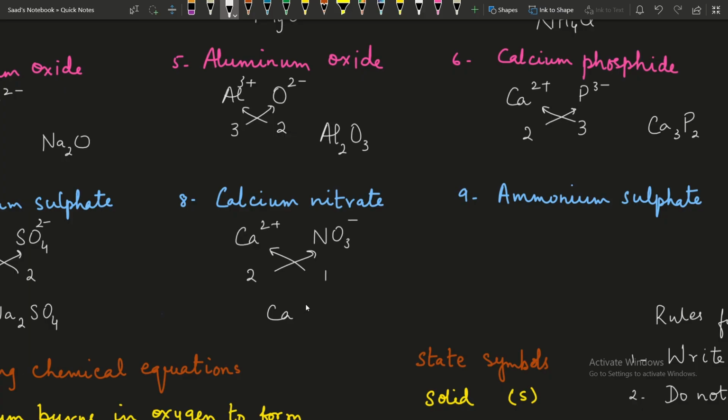Now nitrate is a complex ion, so whenever you have any complex ion and you have to multiply it with 2, 3 or any bigger number, just put them inside the bracket and then write that number as a subscript.